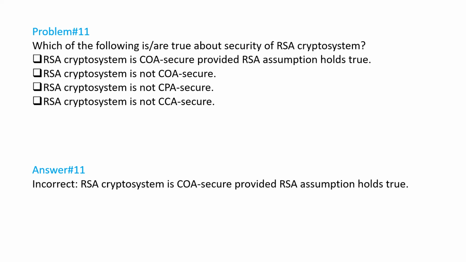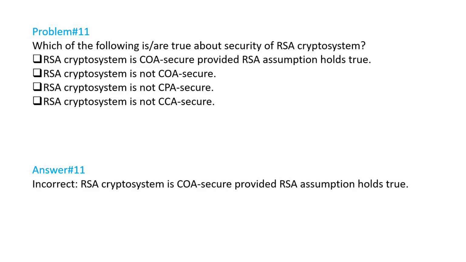So that is what the RSA assumption says. Now, because RSA assumption holds true, that will only ensure that by seeing the ciphertext, you cannot actually say whether it is encrypting some x0 or x1. That is how we say that it is COA secure.